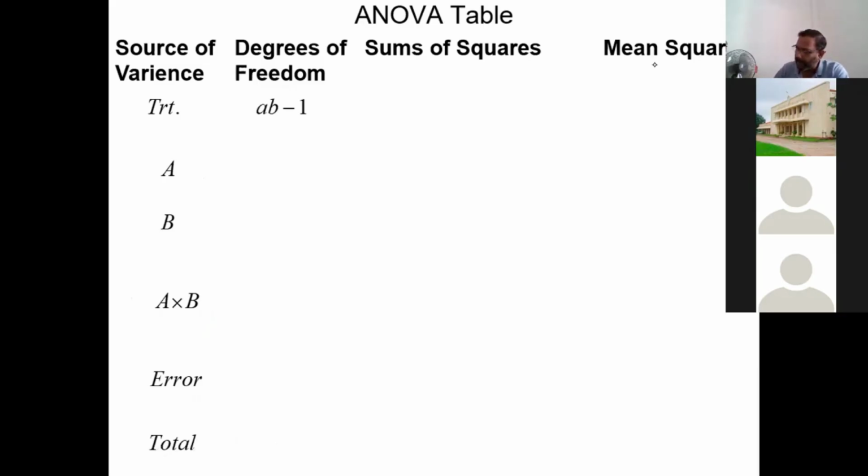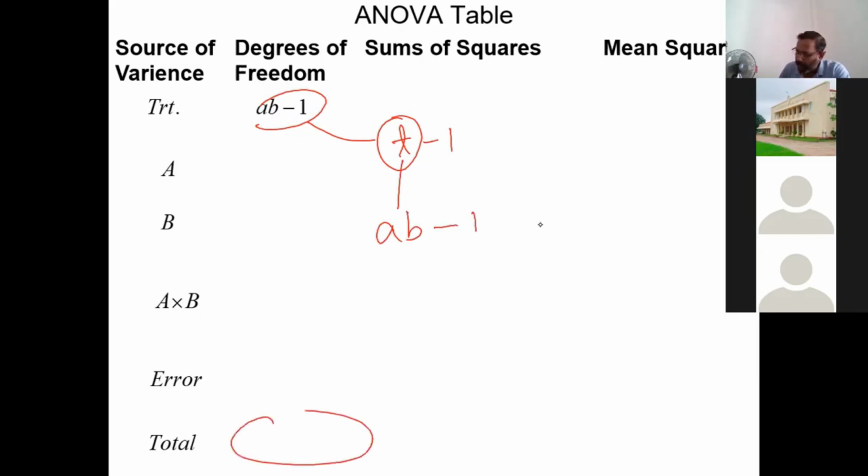In CRD, we say the degrees of freedom is T minus 1. Go back and look at your CRD notes, T minus 1. So this T is now comprised of two components, A and B. So that we can write it as AB minus 1. Tell me, how about the total degrees of freedom, anyone?